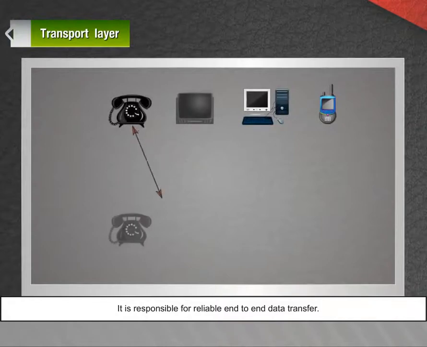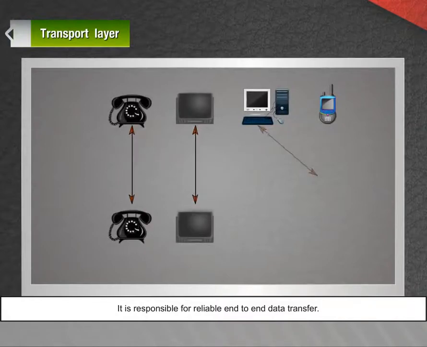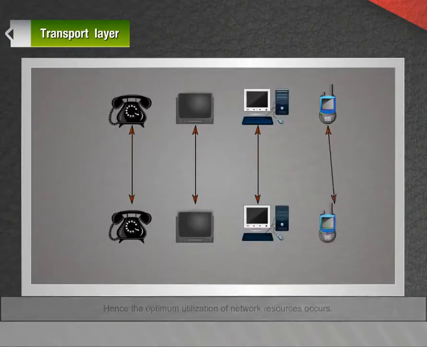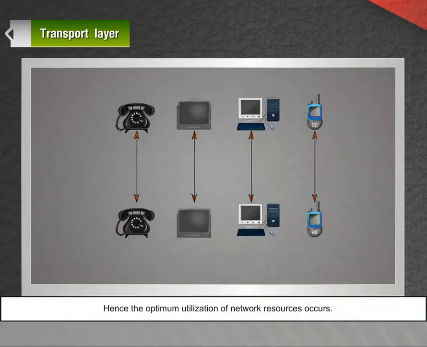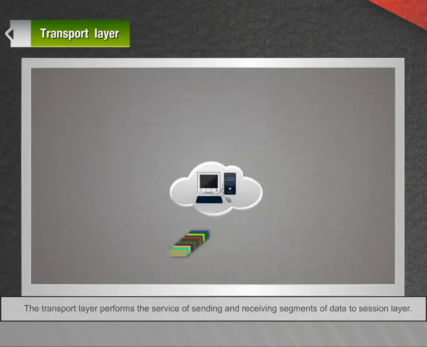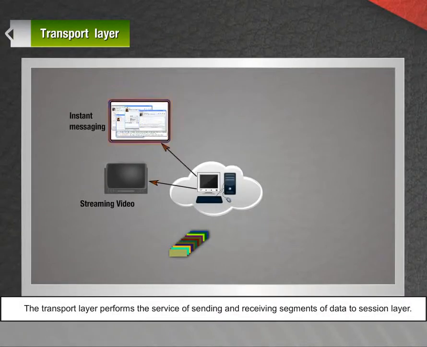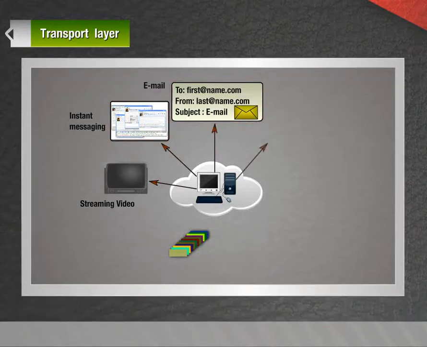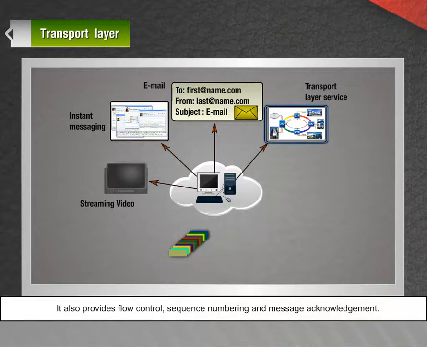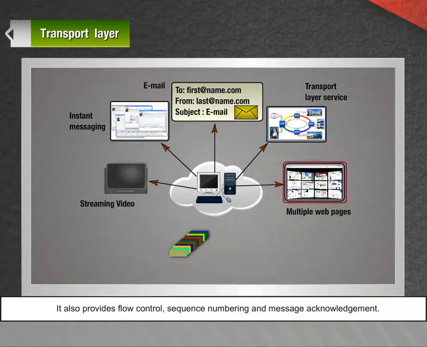Transport layer. It is responsible for reliable end-to-end data transfer. Hence, the optimum utilization of network resources occurs. The transport layer performs the service of sending and receiving segments of data to the session layer. It also provides flow control, sequence numbering, and message acknowledgement.